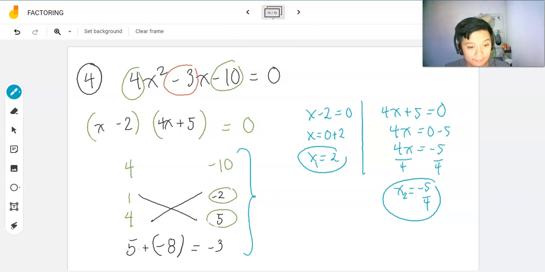4 times negative 2 is negative 8. 5 plus negative 8 is negative 3. Tama. So, 1 and negative 2 magkasama. 4 and 5 ang magkasama.